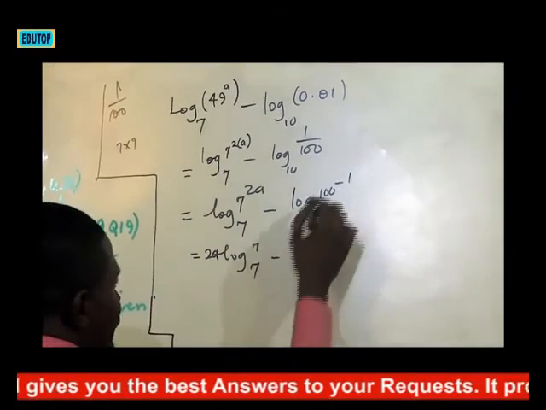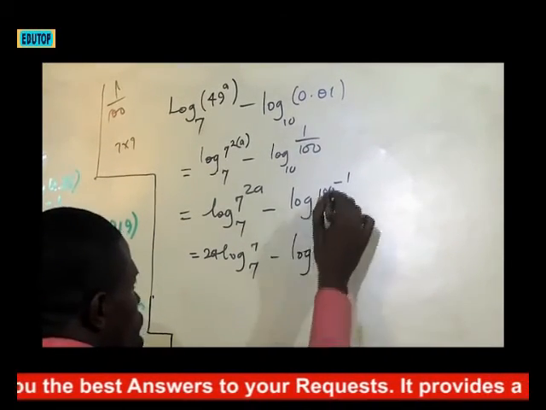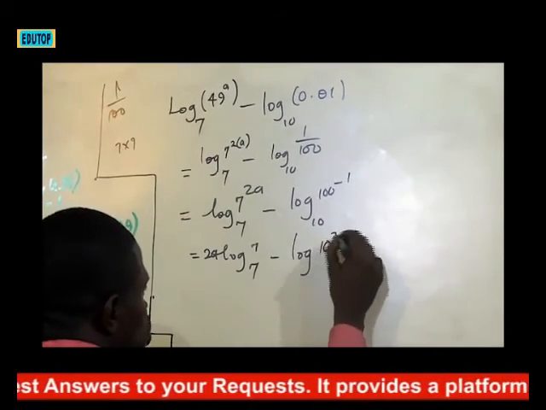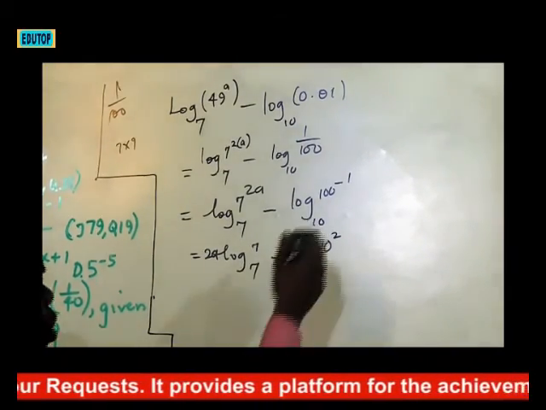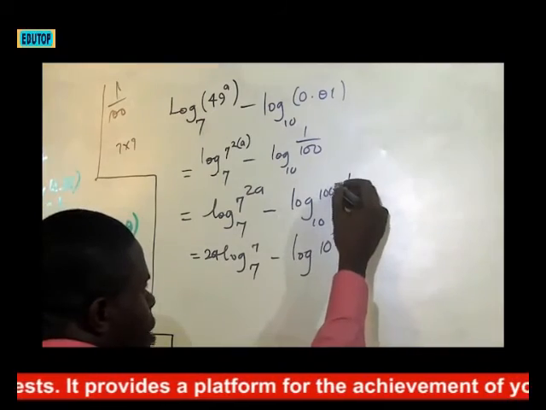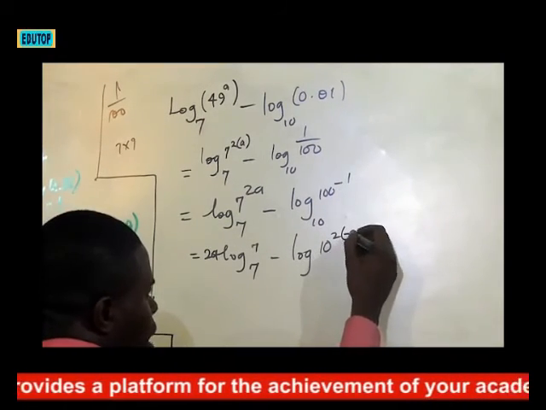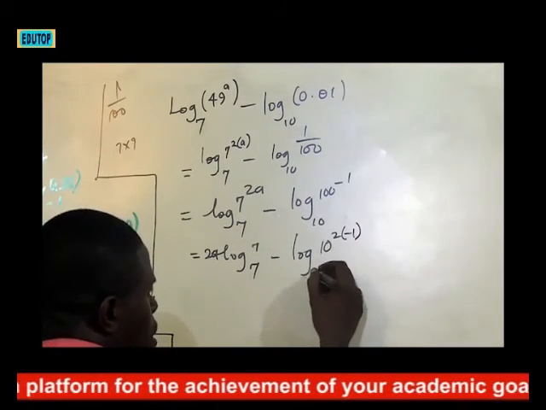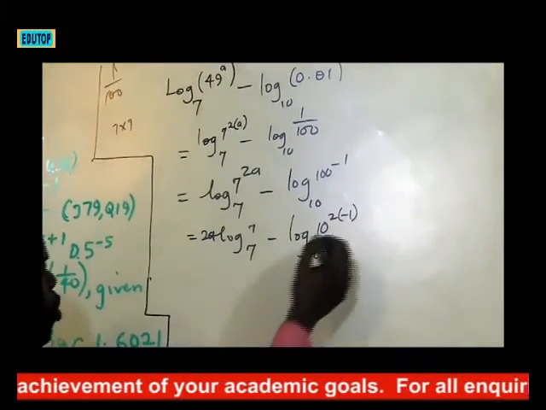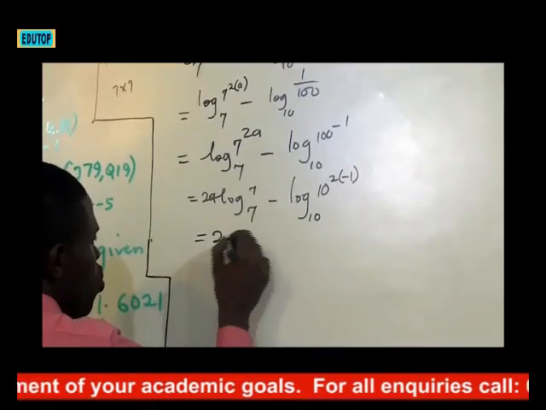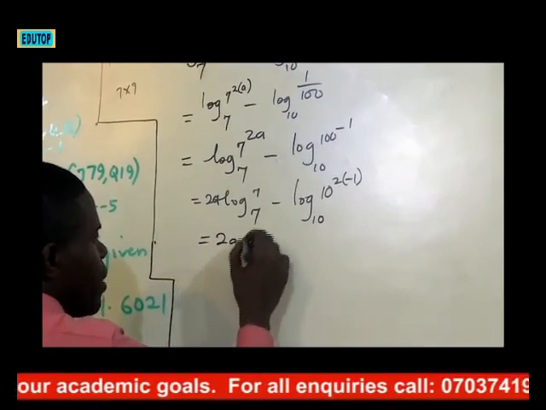Then minus, I can write log 100 as 10 raised to power 2, because 10 times 10 will give us 100. So I can write this 100 as 10 raised to power 2. Meanwhile, there is a minus 1 here. I can put it in a bracket by protecting it. Then the next thing I will do here is to simplify. So 2a, log of the same base is 1.